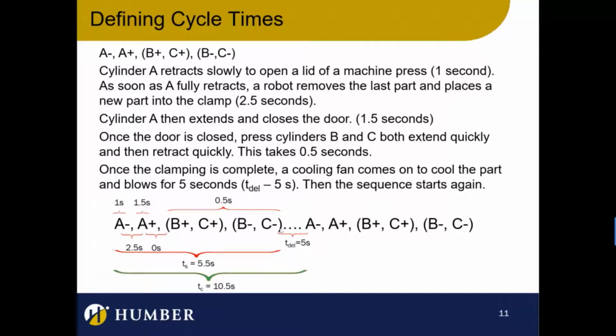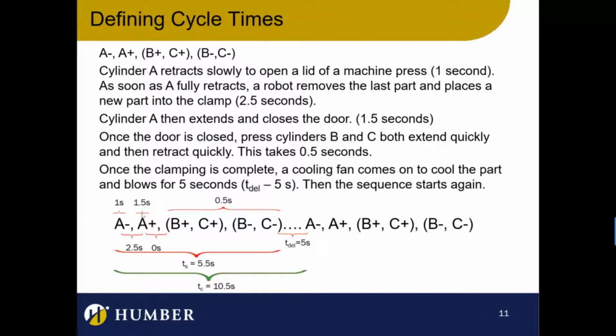So then what happens is cylinder A extends and closes the door. Okay, so it's actually going to extend and close the door slowly, a little bit more slowly than it took to open it. And it could be that maybe there's a new part in there and that it's a little fragile, and that whatever, the door has to be closed a little bit gently. However it is, it takes a little longer to extend this time. So we're just going to write that down here, 1 second here for full retraction, and then there's a 2.5 second delay while that robot does its thing, and then there's this extension, and it's a little bit slow. Okay, good.